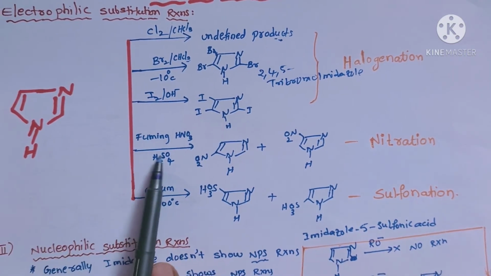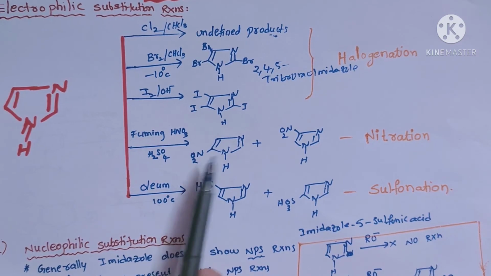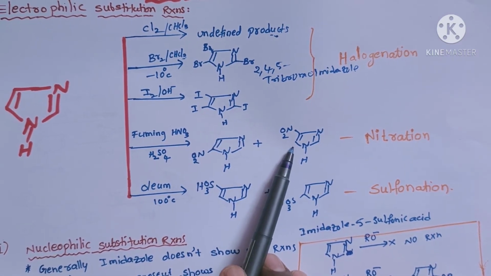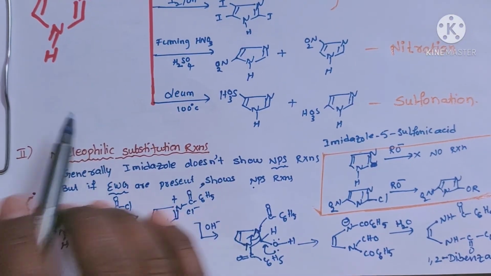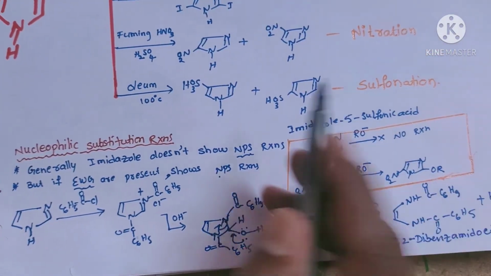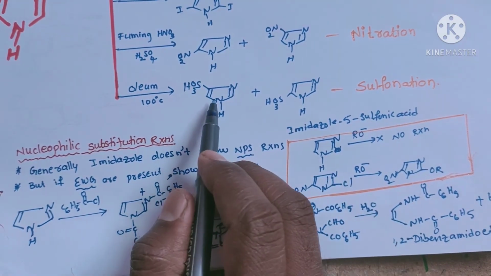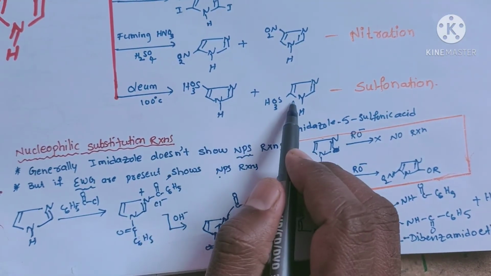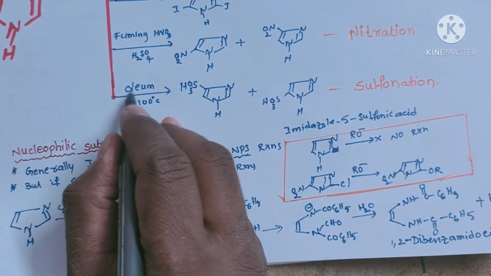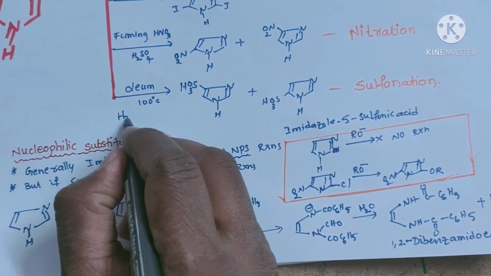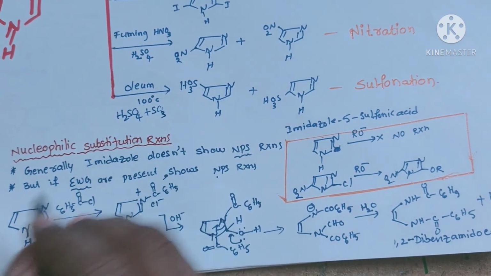When imidazole is treated with fuming nitric acid and sulfuric acid, we get either 4-nitro imidazole or 5-nitro imidazole. And when it is treated with oleum, we get a mixture of imidazole 4-sulfonic acid and imidazole 5-sulfonic acid. A fuming acid, oleum, means a mixture of sulfuric acid and sulfur trioxide.